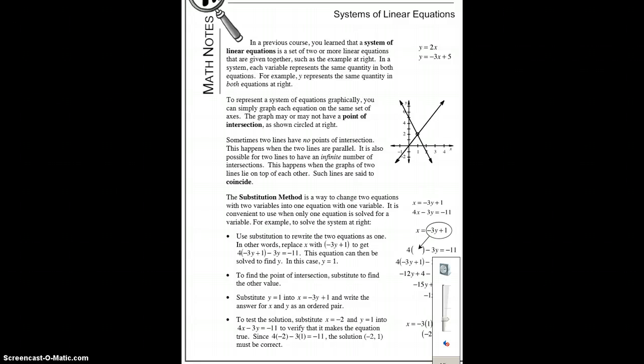So let's review systems of linear equations. In your previous course, algebra, you learned that a system of equations is a set of two or more linear equations, meaning a single variable x and y, that are given together, such as our example on the right. In a system, each variable represents the same quantity in both equations. That means that x in the first equation is the same exact number that it is in the second equation. It satisfies the conditions of both.